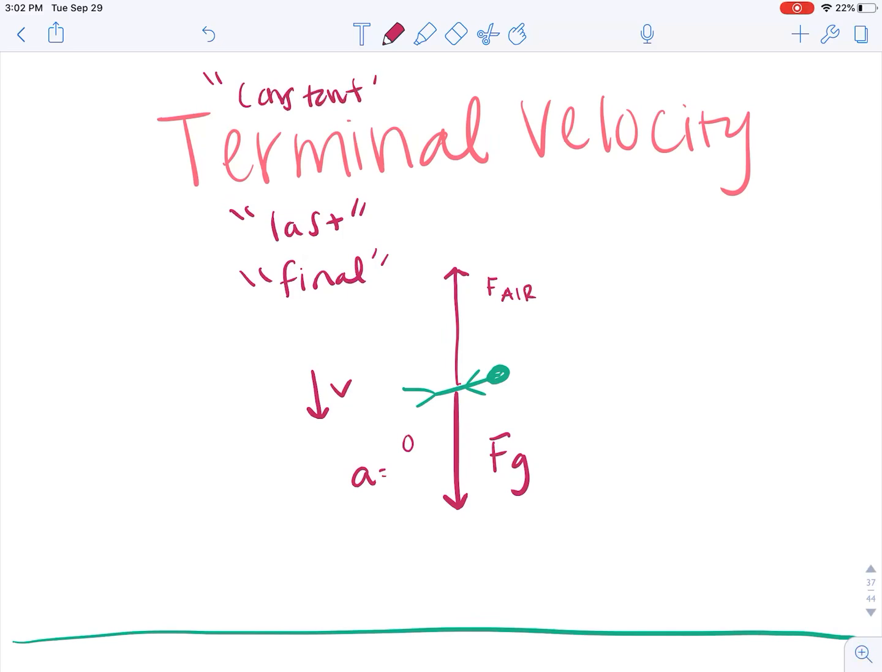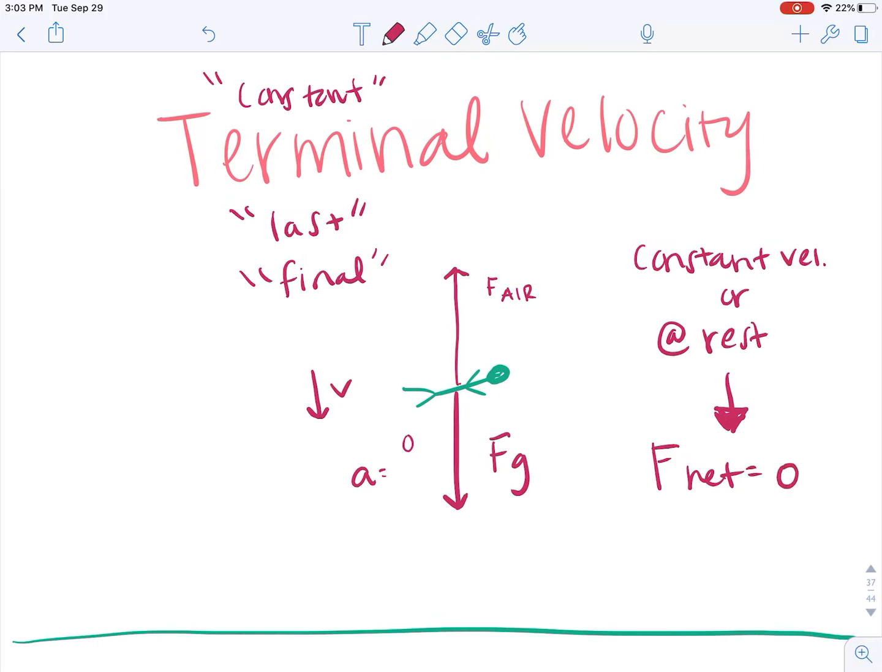And maybe you remember from any of the other second law or net force videos, if you see two different phrases, constant velocity or at rest, I can assume in both of these scenarios that my net force is zero and all forces acting on me are balanced. Technically, terminal velocity would fall into this category too, because terminal velocity means you are no longer accelerating and moving at a certain velocity the rest of the time.